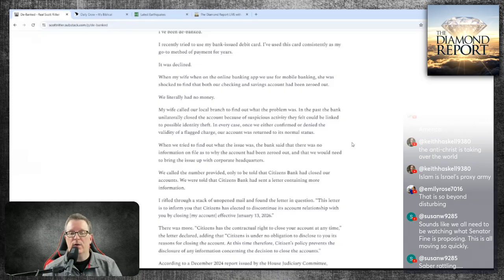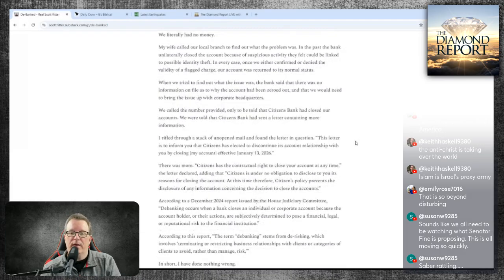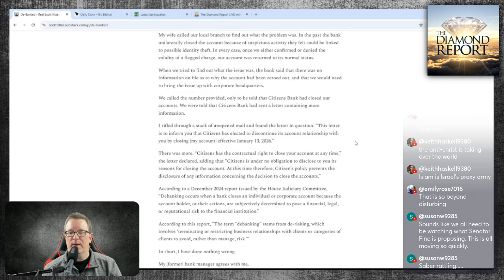When we tried to find out what the issue was, the bank said that there was no information on file as to why the account had been zeroed out, and we would need to bring the issue up with corporate headquarters. We called the number provided only to be told that Citizens Bank had closed our accounts. We were told that Citizens Bank had sent a letter containing more information. I rifled through a stack of unopened mail and found the letter in question.